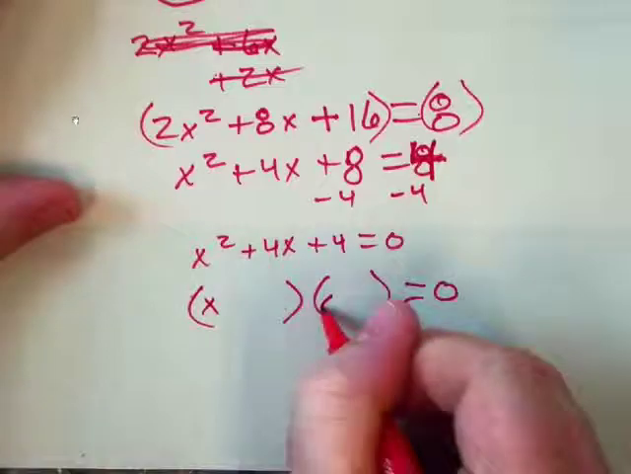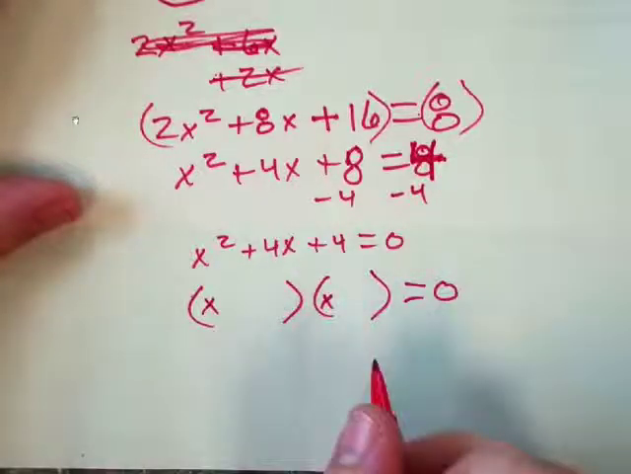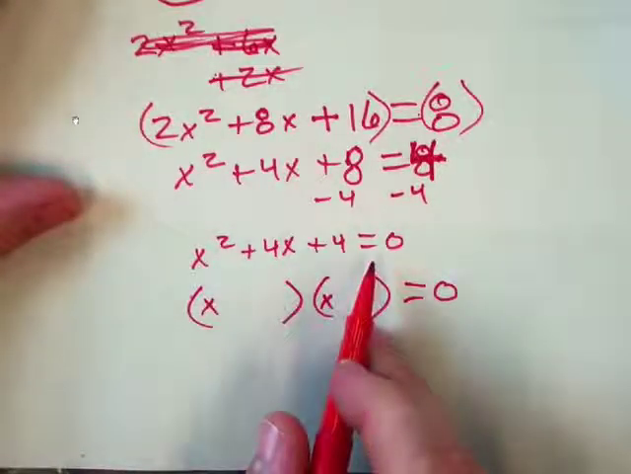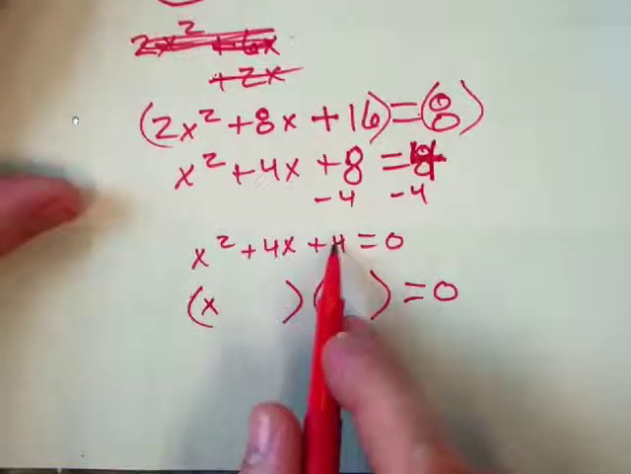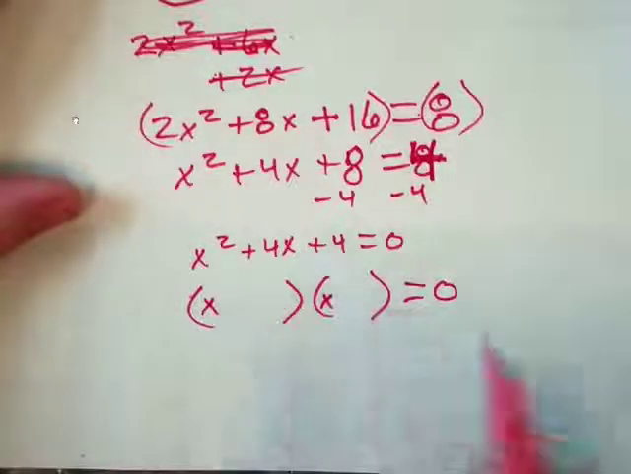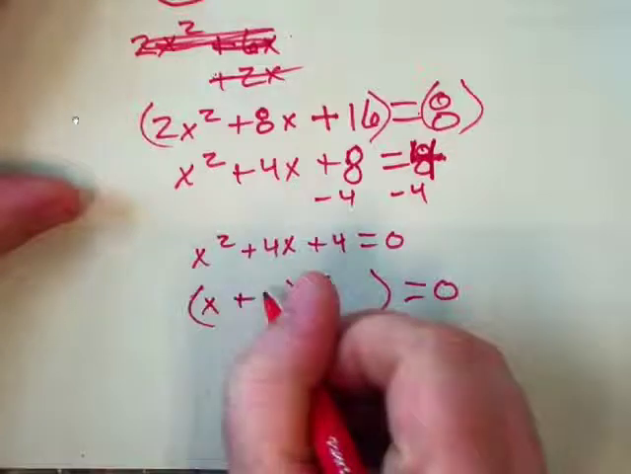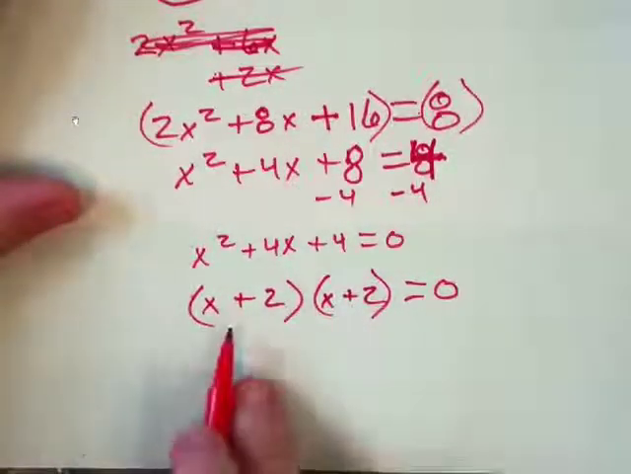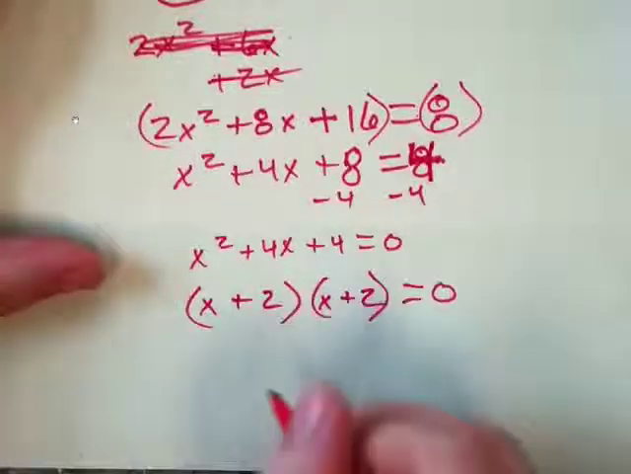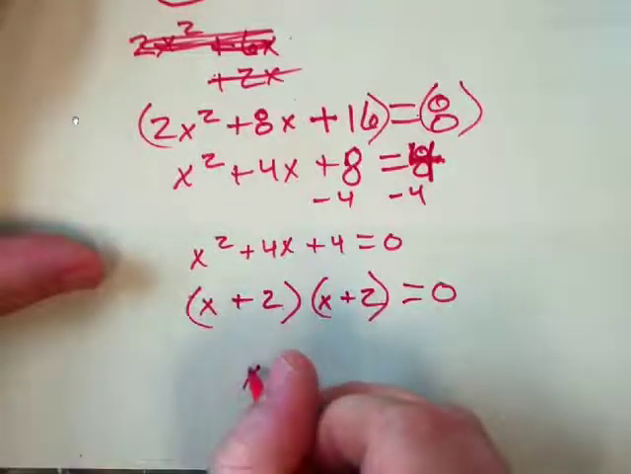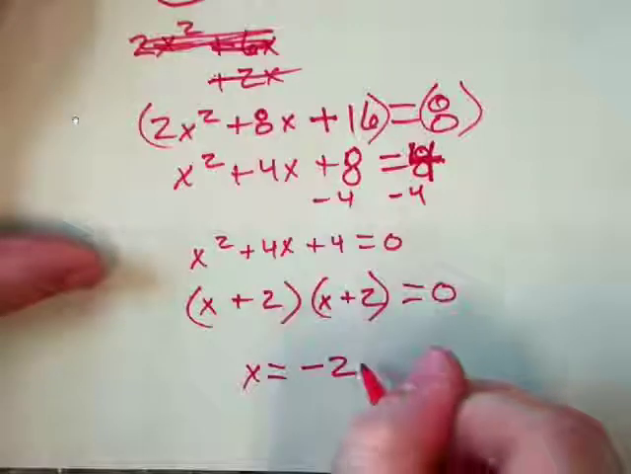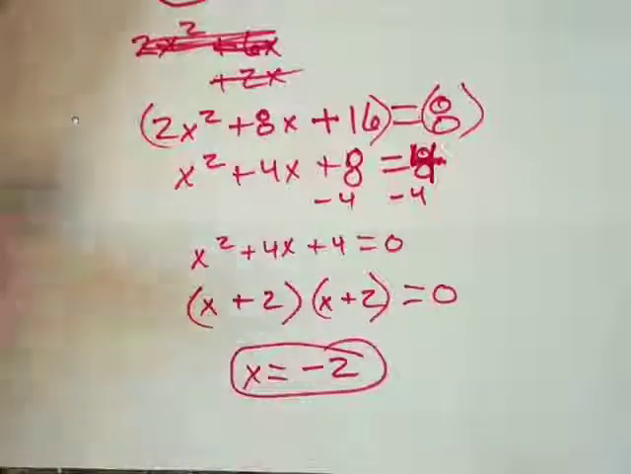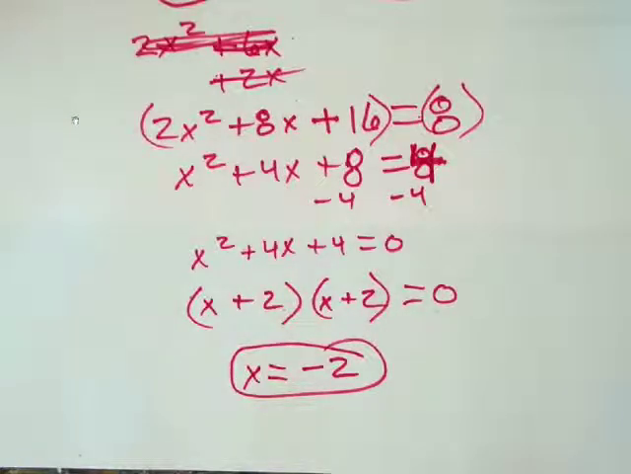So we're going to have an x times an x. That gives us the x squared. And what can we multiply together to get a positive 4, yet add together to get a positive 4? Well, positive 2 and positive 2. Okay, so for these to be equal to 0, x has to equal negative 2. All right, so we have negative 2. Great. Doesn't help us a lot, but actually it does.